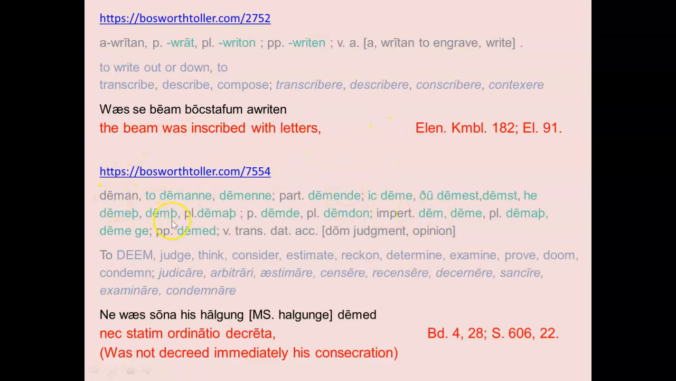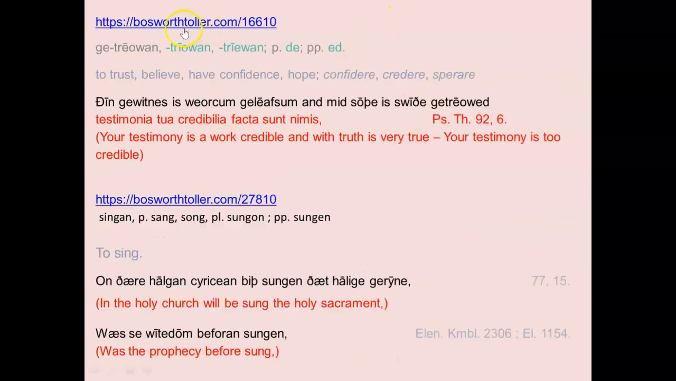Another example, daemon, another common one: to deem, judge, think, consider, estimate, reckon, determine, examine, prove, doom, condemn. Now wasona his halchung daemon: his consecration was not decreed immediately. He wasn't consecrated immediately, poor fellow, wherever he was. All right, next one. Now the past participle form ends in ed. Yotareo wed: to trust, believe, have confidence, hope. Thien your witness is werakum yeleevzum, and midsaltha is sawida yotareo wed: your testimony is a work credible and with truth is very true. Your testimony is too credible, is what it's really saying sarcastically.